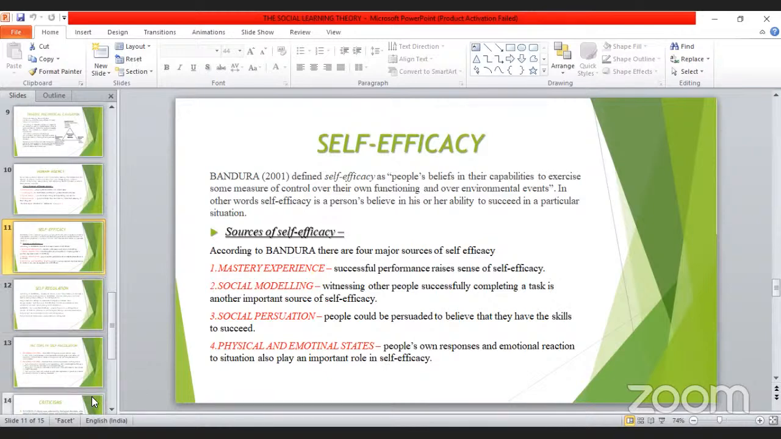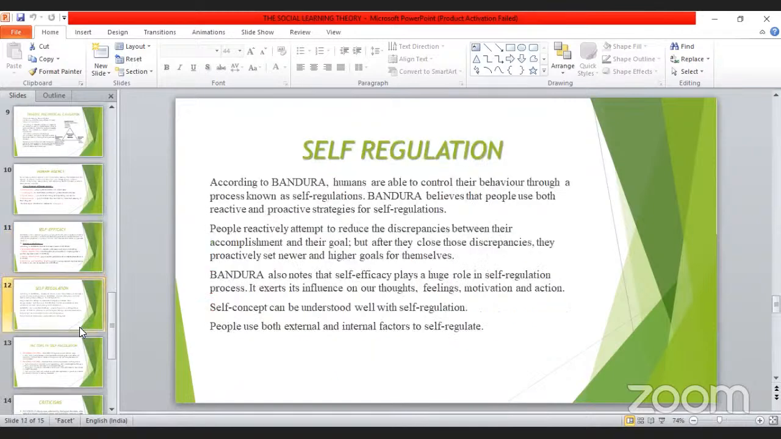So this is the self-efficacy. Next point is very important, that is self-regulation. According to Bandura, humans are able to control their behavior through the process of self-regulation, right? Bandura believes that people use both reactive and proactive strategies. People reactively attempt to reduce the discrepancy between their accomplishment and their goal, but after they close those discrepancies, they proactively set newer and higher goals for themselves, right?